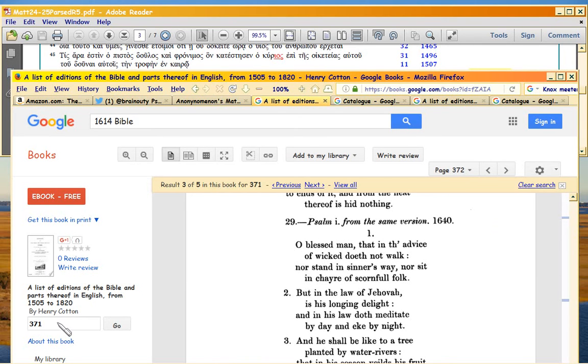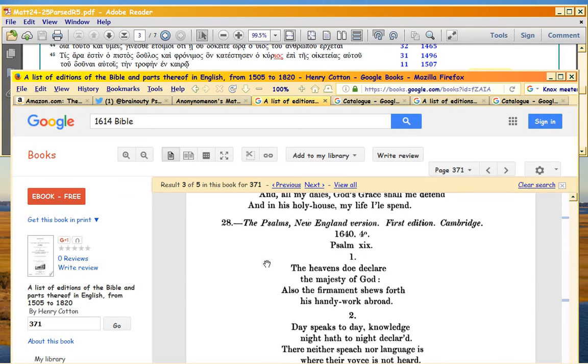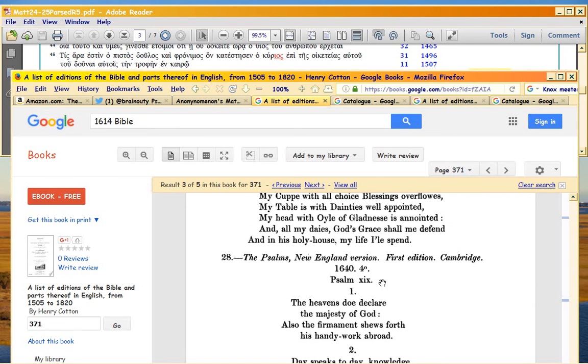That's what I did. See, page 371 was the first sample from the 1640 edition. He calls it the New England version of the Psalms. It's got other names. Usually called the Bay Psalm Book, and it was purchased. You can search on it in Bay Psalm Book.